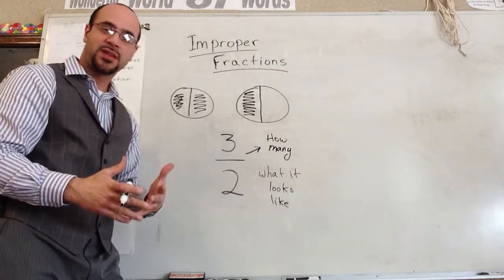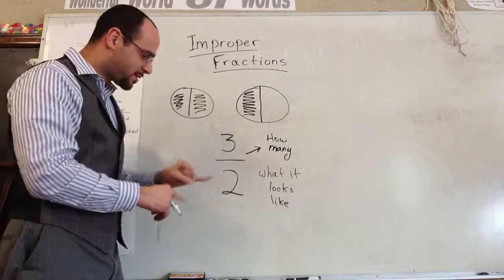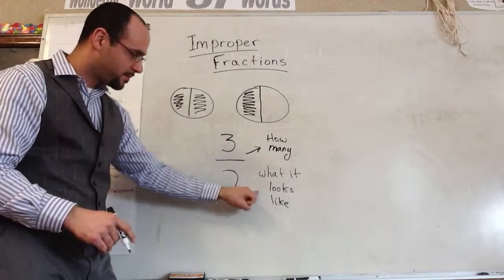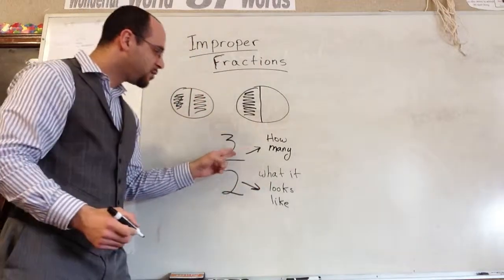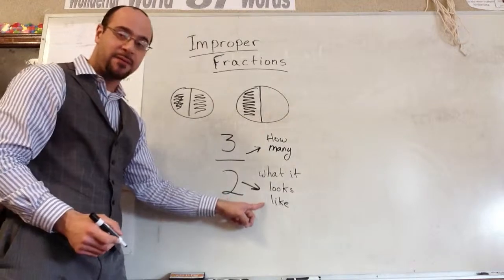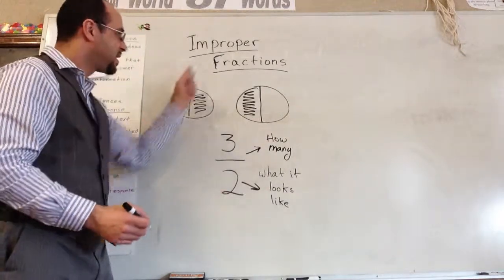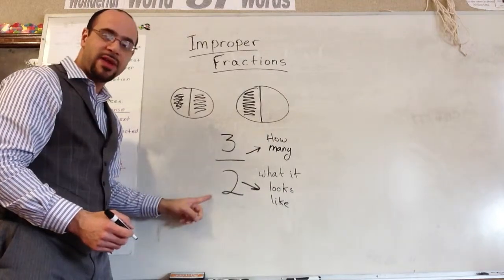So the important thing to remember in an improper fraction, number 1, the denominator tells me what the pieces look like. Number 2, the numerator tells me how many of the pieces I have. And number 3, in an improper fraction, the numerator is going to be greater than the denominator.